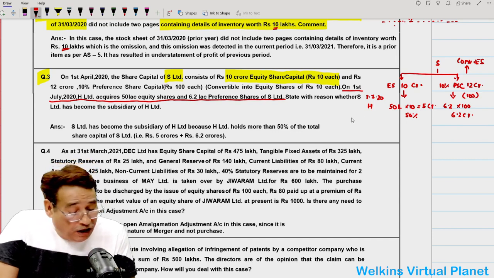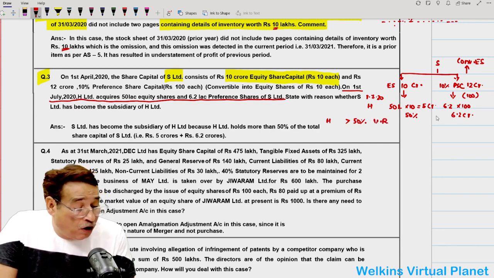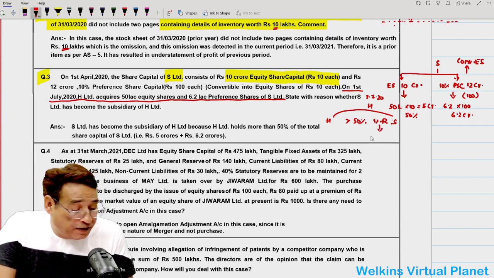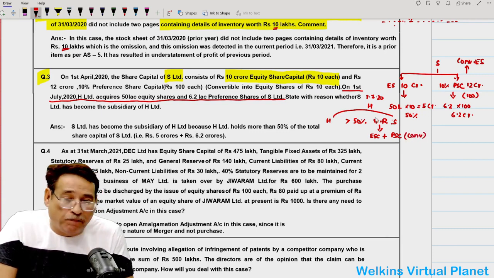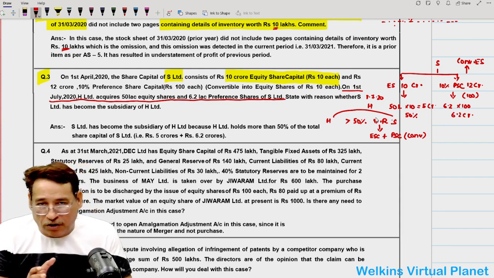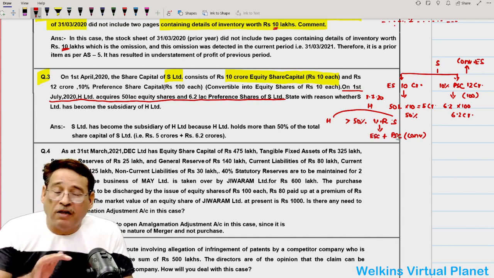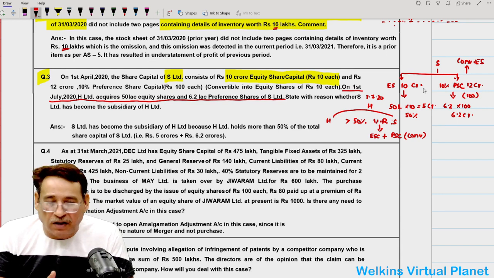Number one, if more than 50% voting rights, because now in this case, H Limited holds more than 50% voting rights of the other entity, that is S Limited. Obviously, S Limited is our subsidiary company, number one. Number two, when we say 50% of voting rights, the voting rights include not only the equity share capital, but it will also include preference share capital, provided it is convertible into equity share. That means, in order to compute the percentage, correct, in order to compute the majority stakes, we not only take into account the equity share capital, but we also take into account preference share capital, that is convertible preference share capital. So in this case, now we may say that H company has got control over S Limited, and S Limited is our subsidiary company.